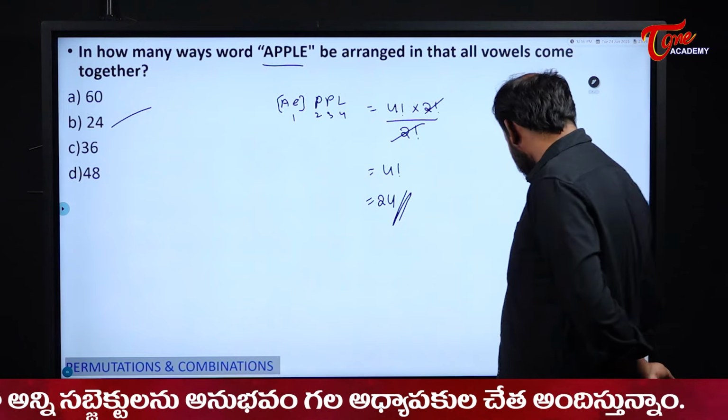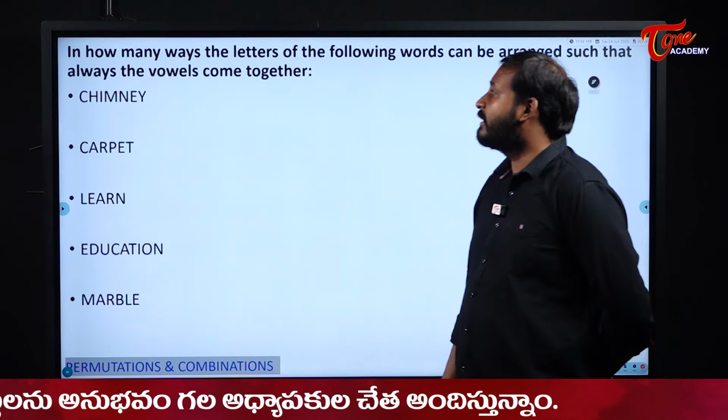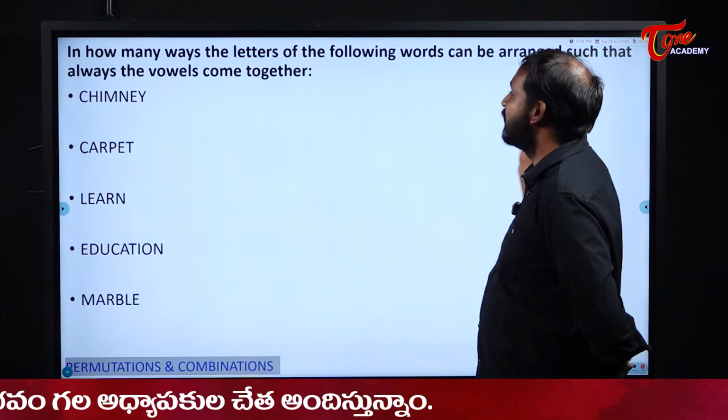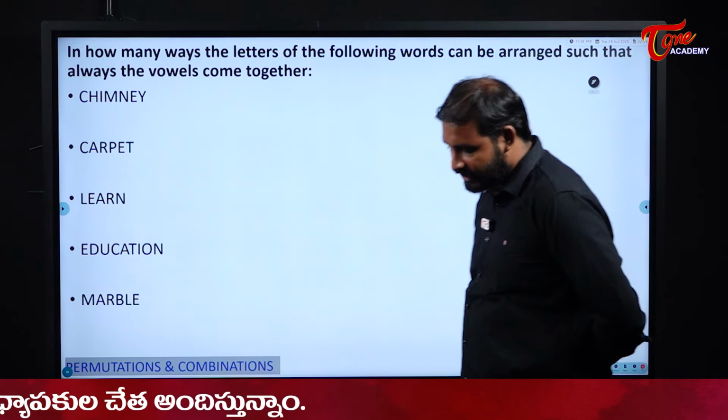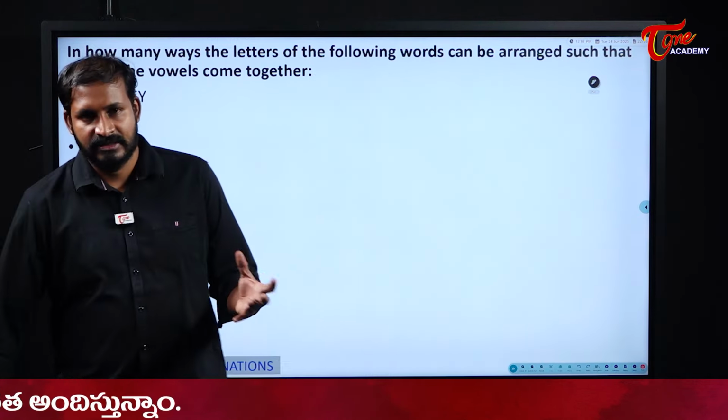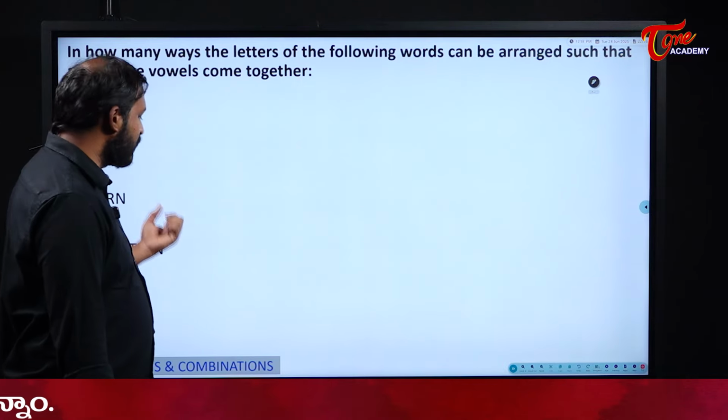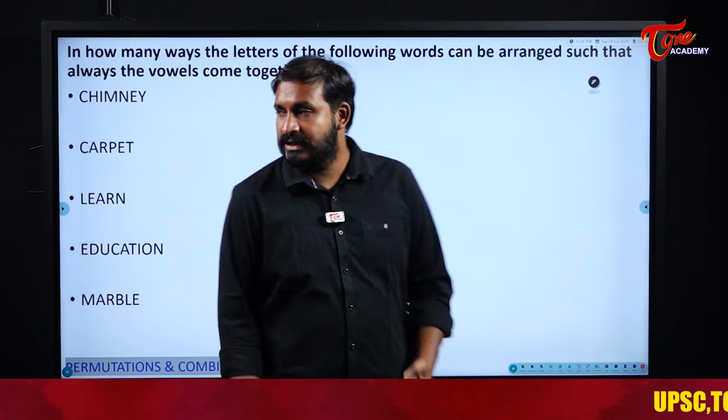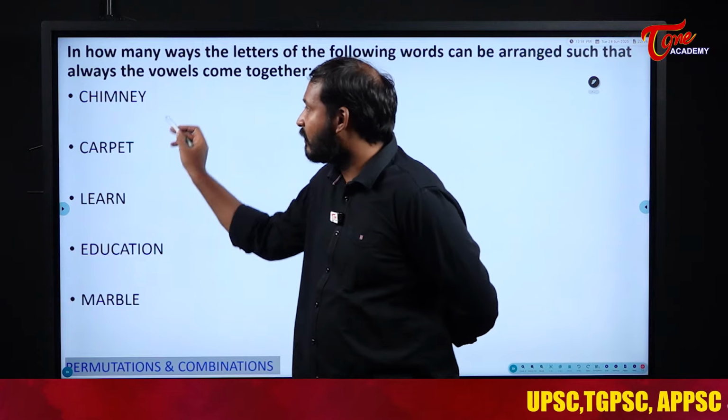Okay. Next one. In how many ways can the letters of the following words be arranged such that the vowels always come together? The same concept. Always my vowels should come together. Solve it, students. Pause the video and try to get the answer for all of these.